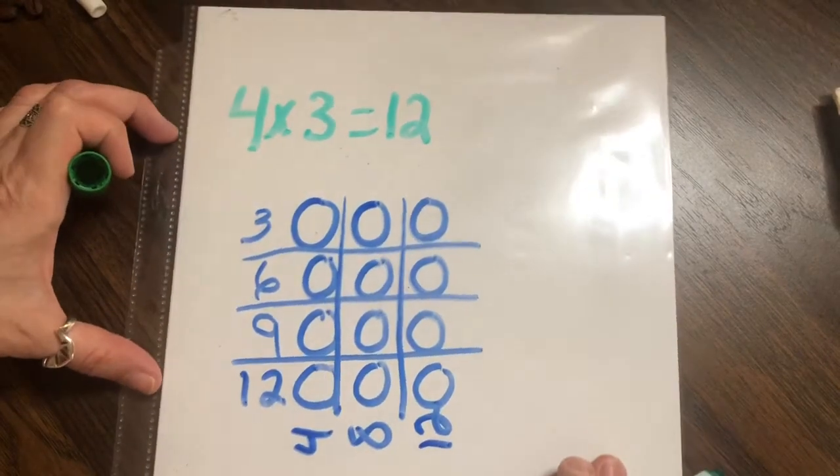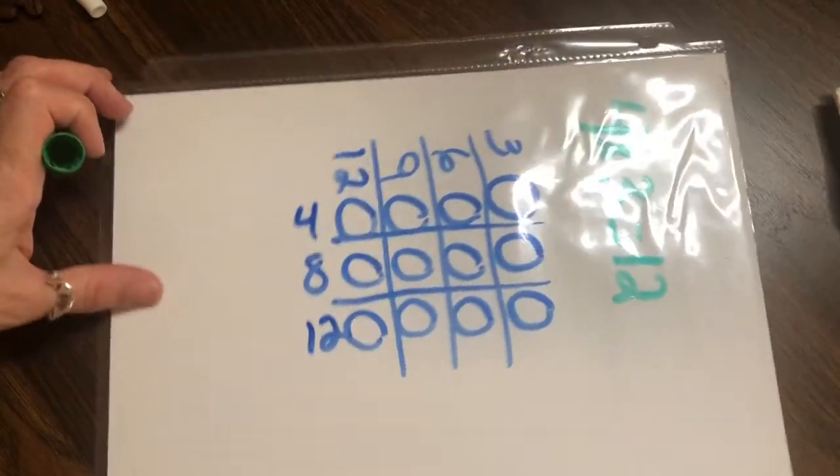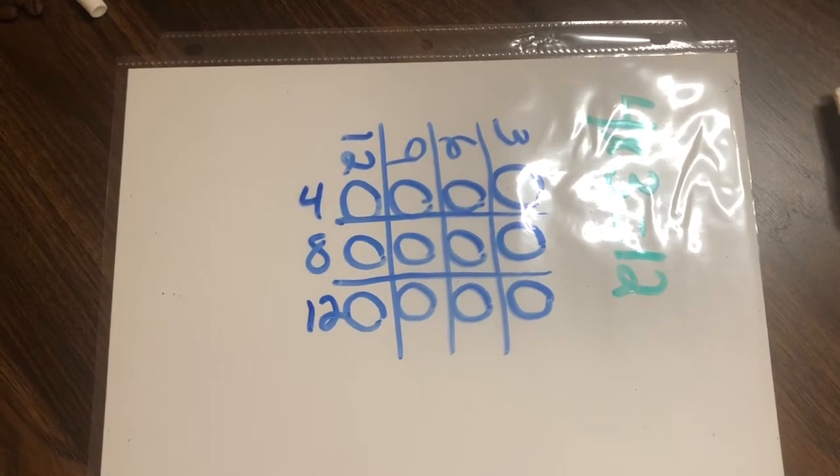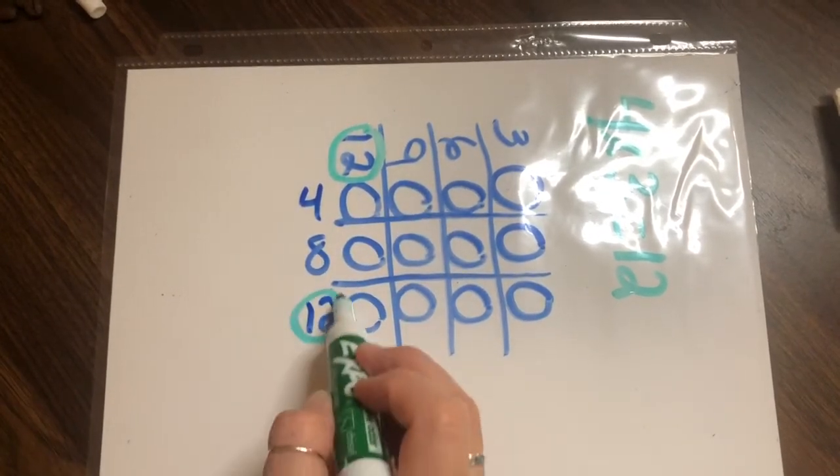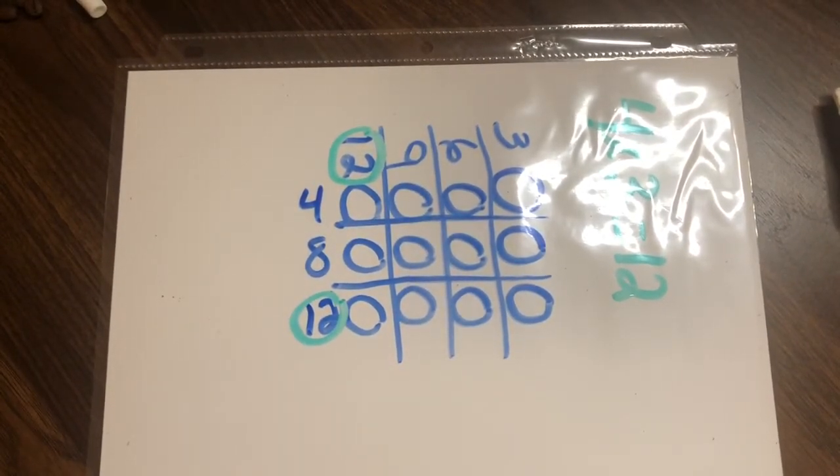Now, when I turned it like this, did our number of circles change? Well, here I have 12, and here I have 12. The number of circles did not change. So please now give me a new multiplication sentence that matches this new array.